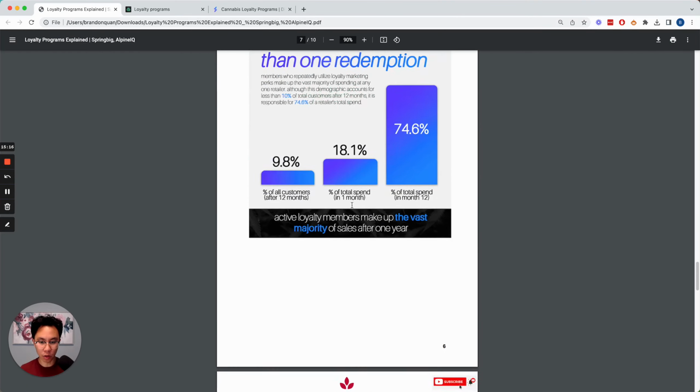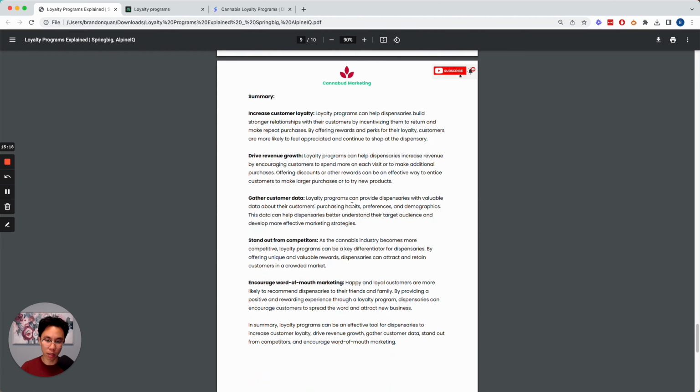Now, scrolling down here, just to quickly summarize the power of loyalty, right? One, obviously, they increase customer loyalty, right? They help build stronger relationships with the customers and incentivize them to return. What loyalty does is, again, align incentives for your customers to come back and purchase more and more product. And it's a lot easier for you to keep customers than it is for you to get new customers.